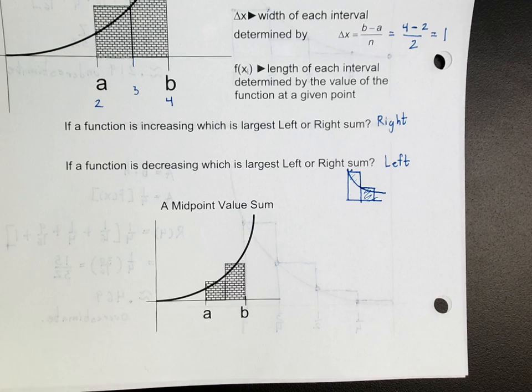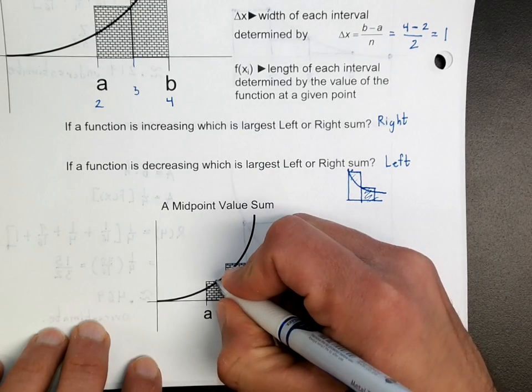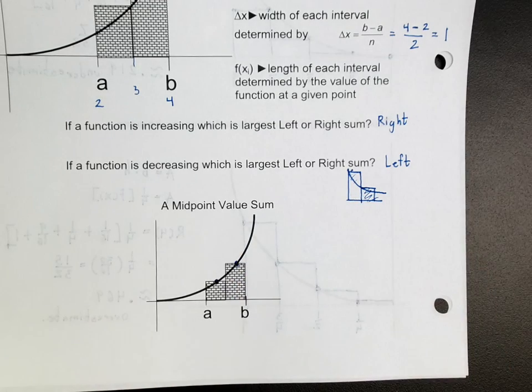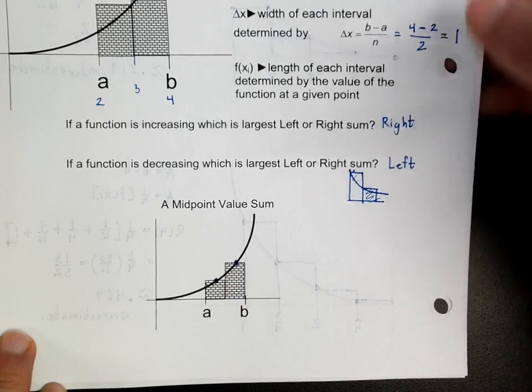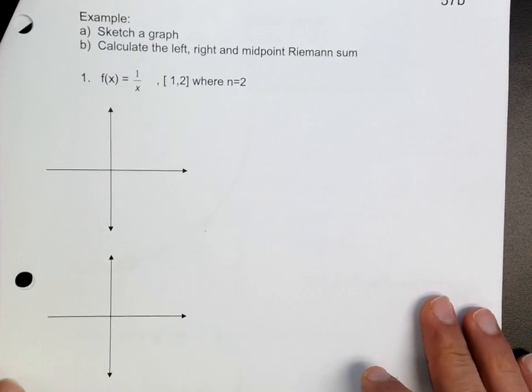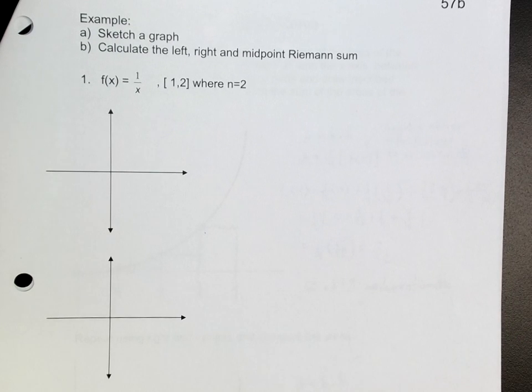This is actually a better estimate because you're estimating at the halfway point of those rectangles, so it's going to give you a better approximation. Now that's going to require a little bit more work, so let's look at one example that has all three sums. They want you to sketch the graph and calculate the left, right, and midpoint Riemann sums.